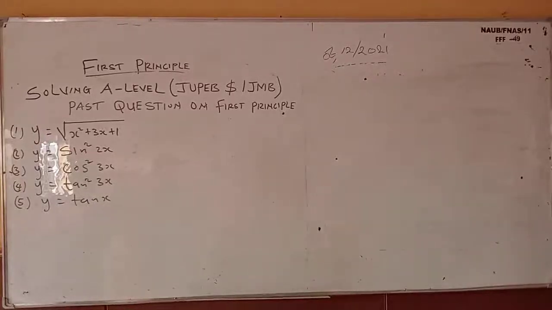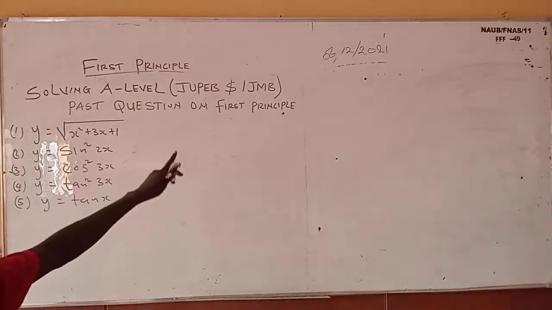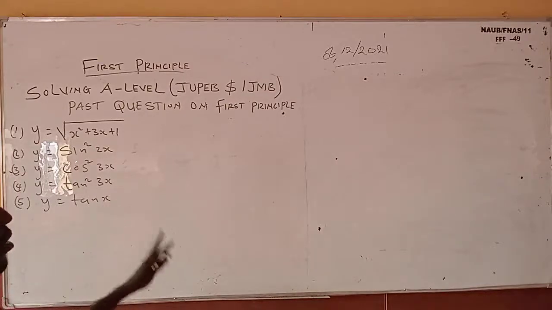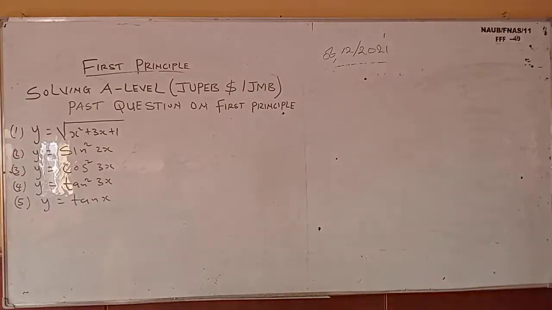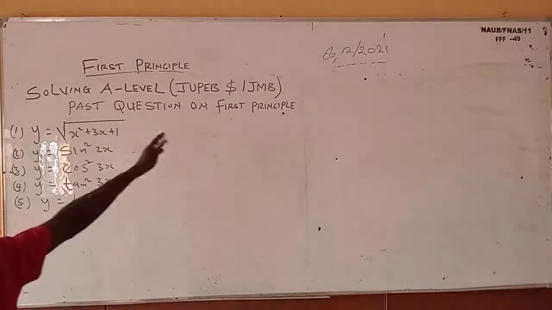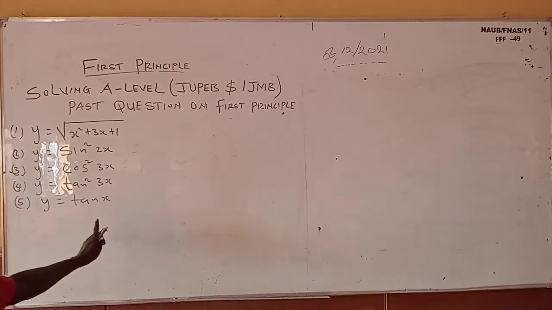Yeah, as you can see on the board, solving A level (JUPEB and IGMB) past questions from first principle. You can see question number 1, 2, 3, 4, and 5. Question number 5 is from both JUPEB and IGMB past questions. It's from where I saw the two from your past question. Please take note of this.